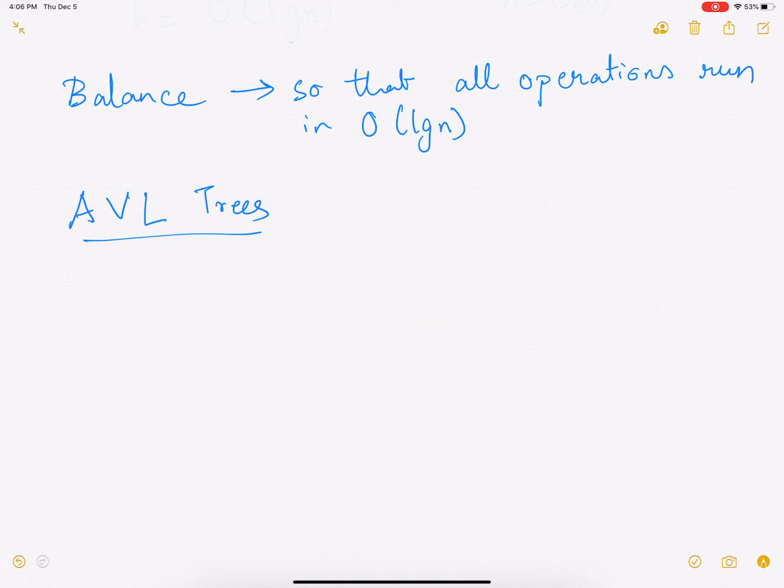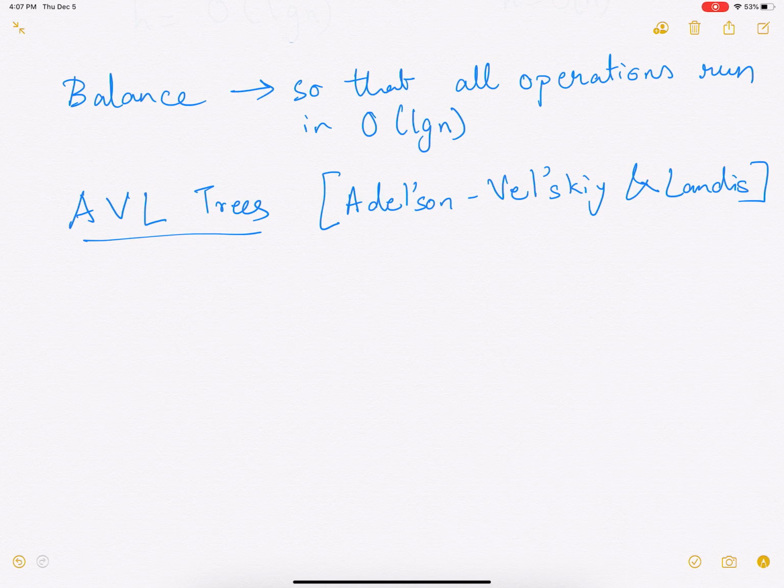We're going to talk about AVL trees, and they are named after the three scientists who discovered these trees: Adelson, Welsky, and Landis. And they discovered this in 1962. So that's why this tree is called AVL tree.